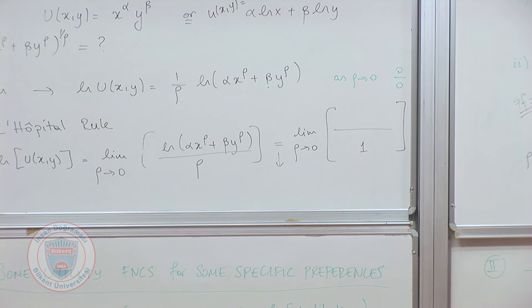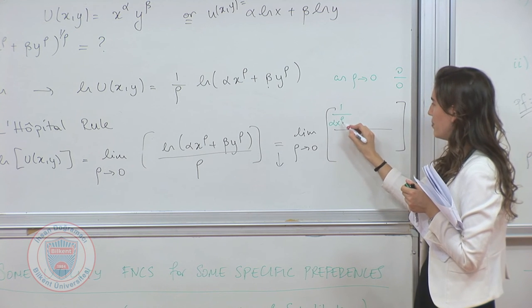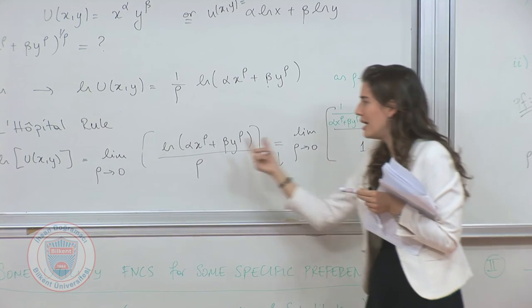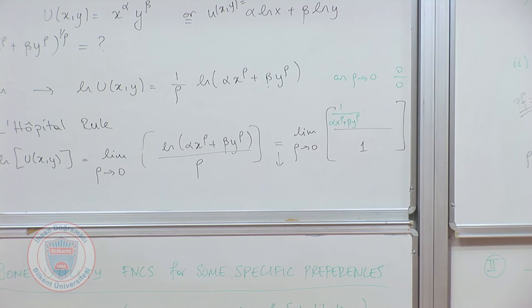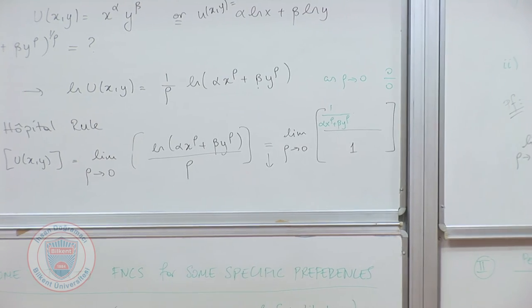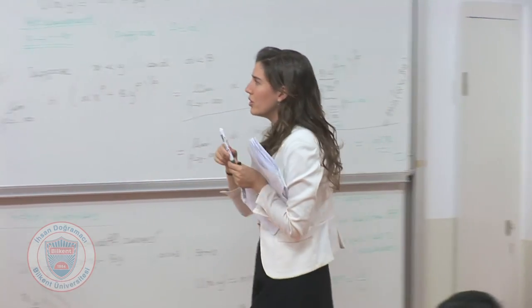Right, you have to take the derivative of ln first. What is it? 1 over alpha x to the power rho plus beta y to the power rho, times, how do I take the derivative of these guys with respect to rho? Do you remember? You're not taking the derivative with respect to x, though. You're taking the derivative with respect to rho. For instance, you had this 2 to the power x. How are you taking this guy's derivative with respect to x? ln 2. Exactly.